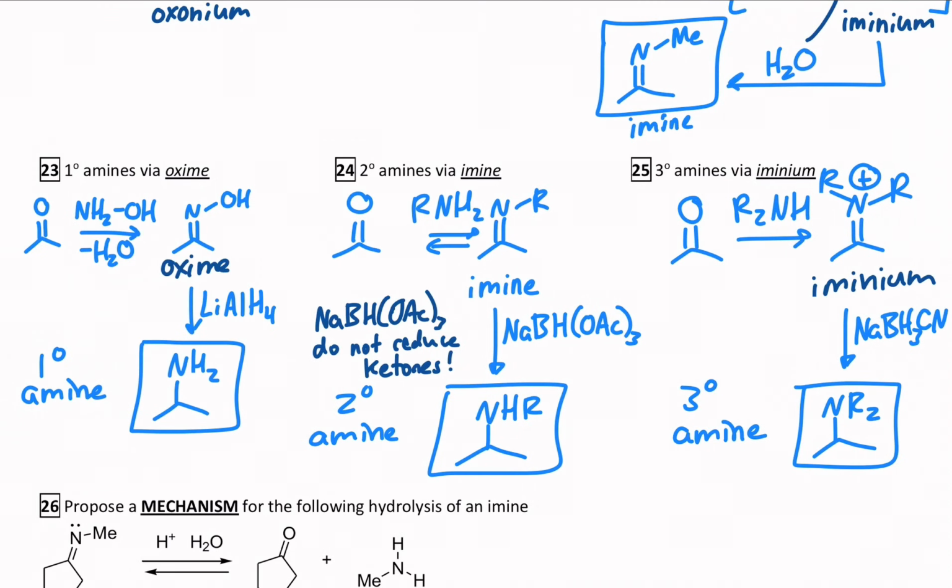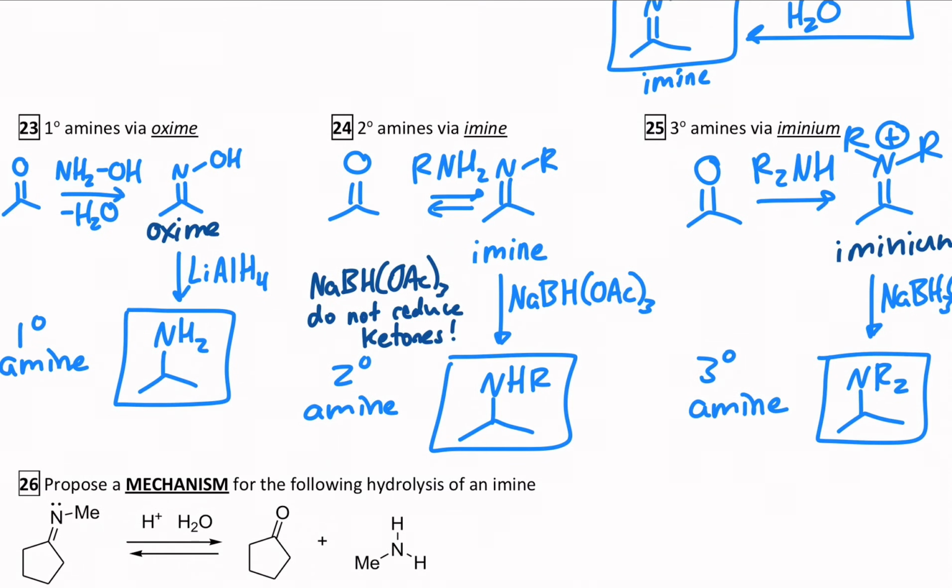So those are 3 examples of ways that give us primary, secondary, and tertiary amines. Remember, the designation primary, secondary, tertiary refers to how many carbons are attached to the nitrogen. Formation of the iminium is also reversible. We'll go ahead and put that there. I didn't show the mechanism for any of these, but you could imagine how it works.